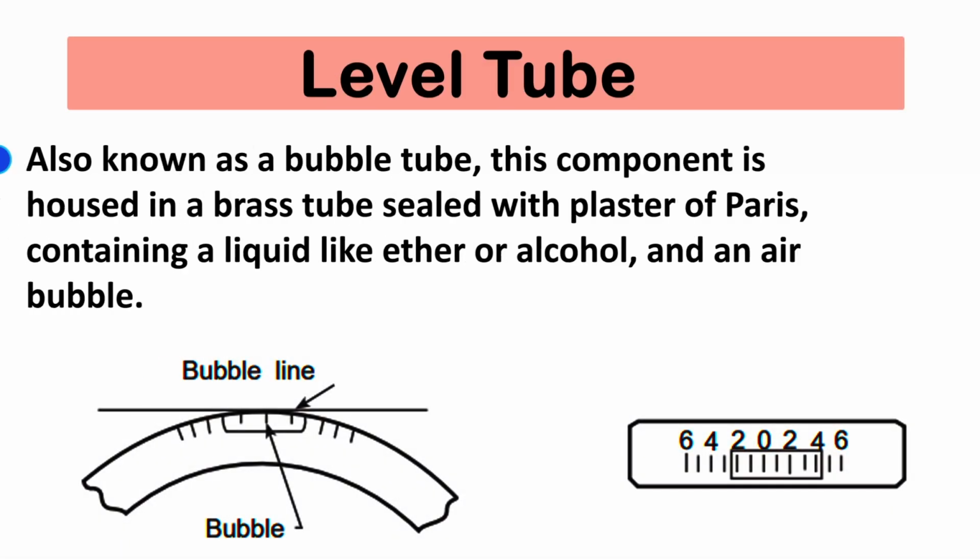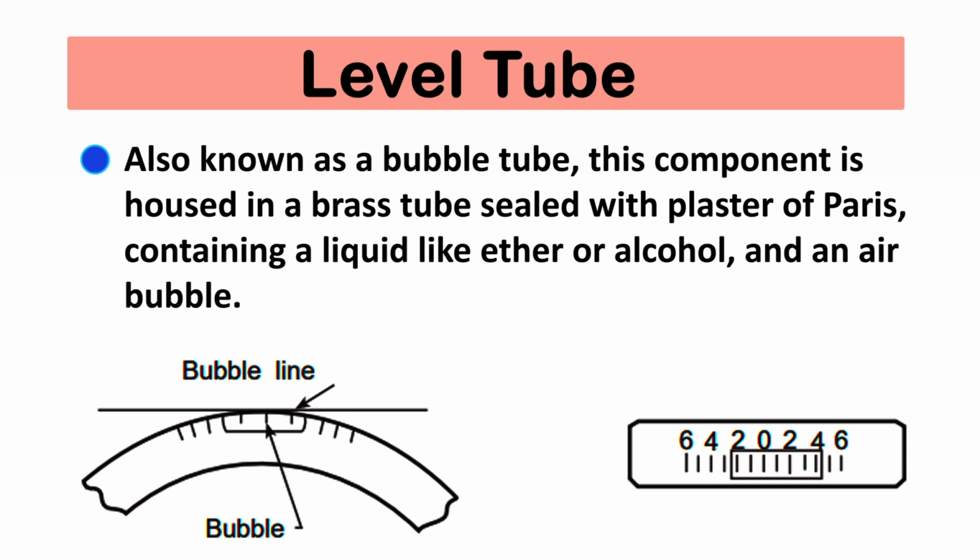Next, we will be studying the level tube. It is also known as the bubble tube. This component is housed in a brass tube sealed with plaster of Paris containing a liquid like ether or alcohol and an air bubble.